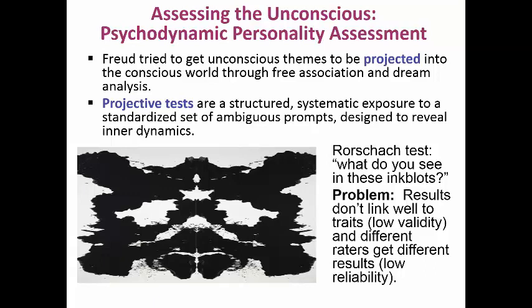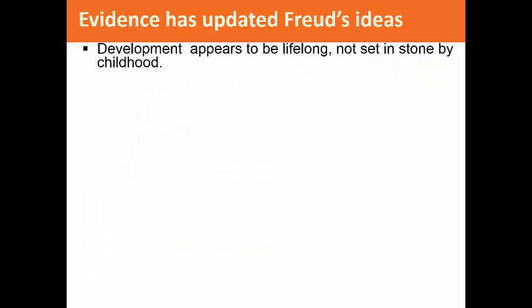The more modern system of doing this, called the Exner system, is they have these as visual stimuli, and then they have scored how people who have depression generally seem to see them, and how people who have schizophrenia generally seem to see them, in order to decide personality. One of the problems is that results don't link well to personality traits, and different raters get different results because it's very complicated to actually conduct a Rorschach.